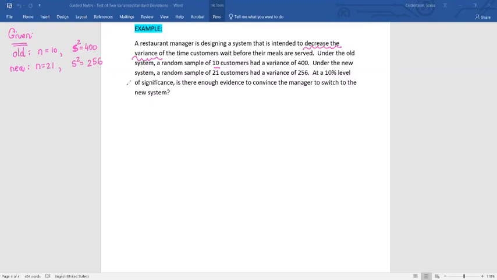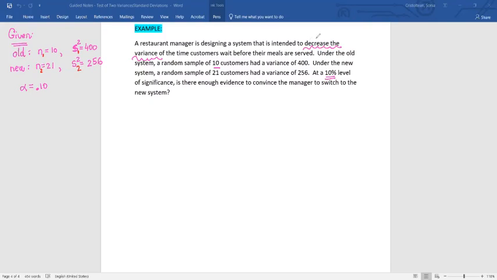Now, we know we are doing an F test, and we know that in an F test, the larger variance should be denoted with a subscript 1. So the larger variance right here should have a 1. That means the old system will be denoted with 1, and the other system will be denoted with subscript 2. Next, we have a 10% level of significance. That means alpha will be 10% or 0.10.